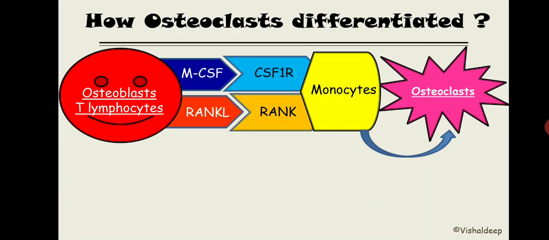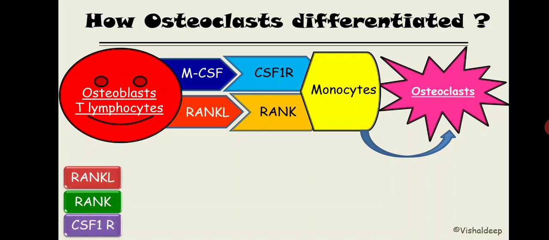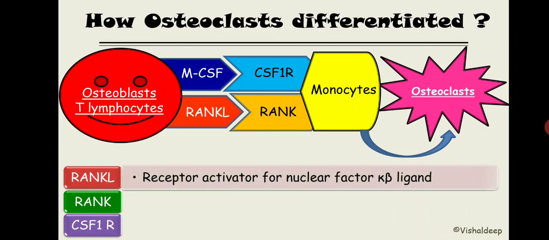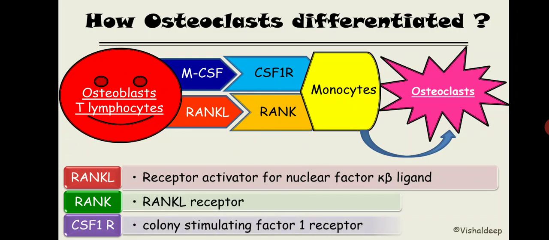Alright, now let's discuss the full form of each of them, starting with RANKL. The full form of RANKL is receptor activator for nuclear factor kappa beta ligand. Let me write it down. Receptor activator for nuclear factor kappa beta ligand, and RANK is nothing but the RANKL receptor, and CSF is the colony stimulating factor 1 receptor. So this MCSF is nothing but monocyte colony stimulating factor, and the receptor for it is the colony stimulating factor 1 receptor.